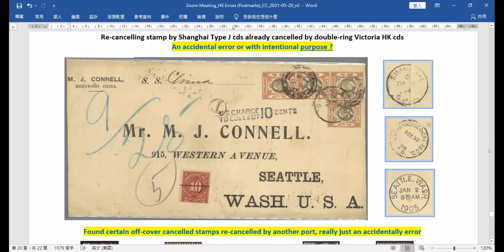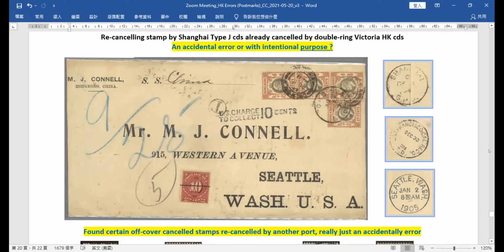I have an assumption on that. It may not work, but I'm just saying it for your consideration. Shanghai BPO CDS. When it is a transit CDS, it is finished. No need to put another CDS on the front.